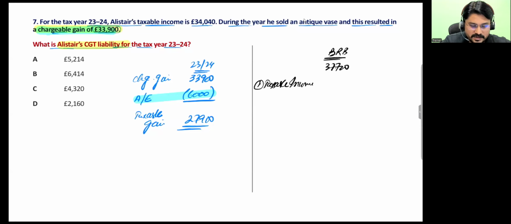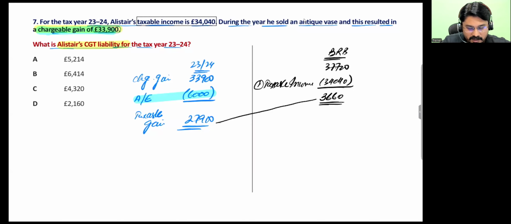The taxable income given in the question is 34,040. To this extent, the band limit will be covered first. On a first priority, taxable income covers this band limit, and the difference is 3,660. This means that from the total taxable gains, to this extent the gains will be subject to tax at the basic, lower rate, and the excess gains will be taxed at the higher rate. From 27,900, the first 3,660 gains are falling in the basic rate band limit.